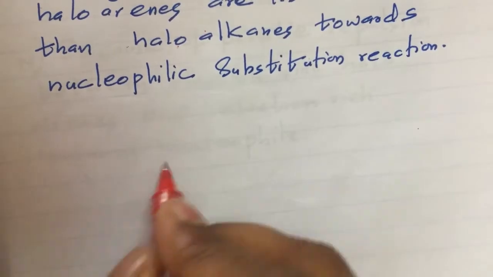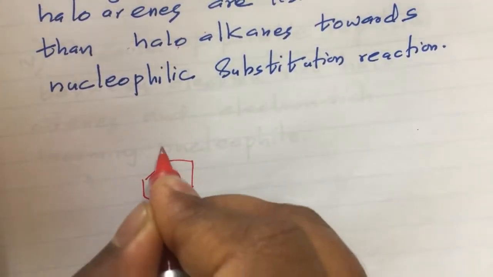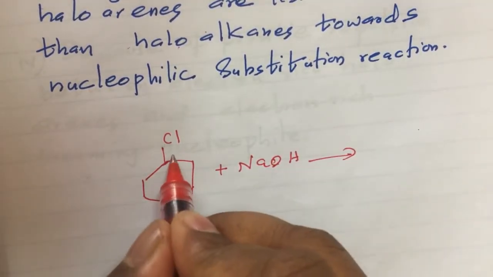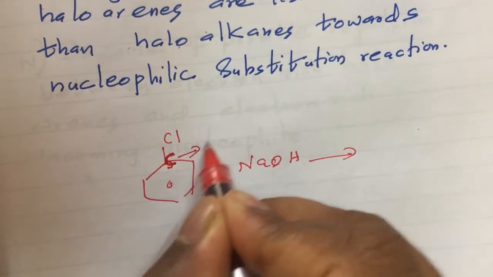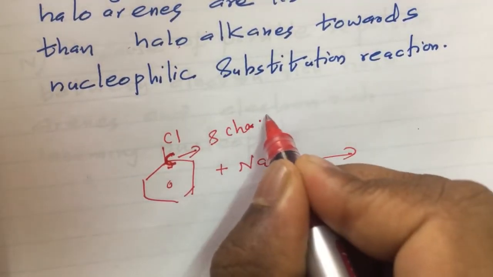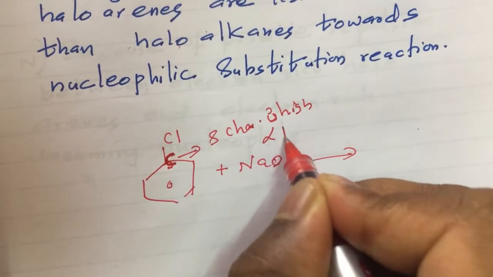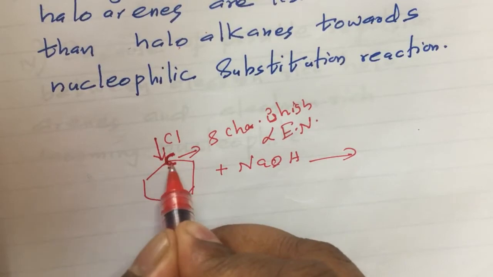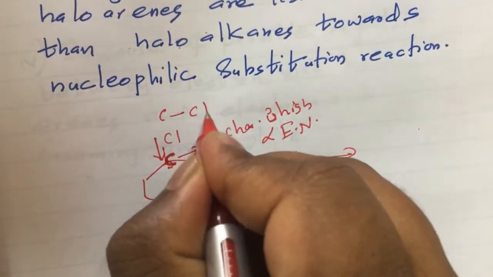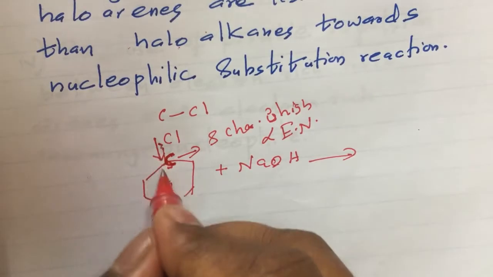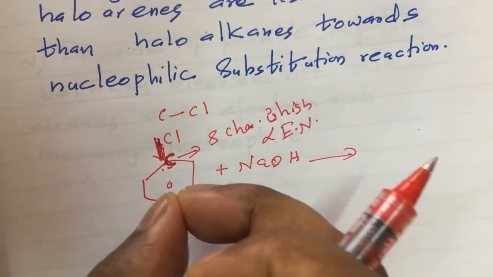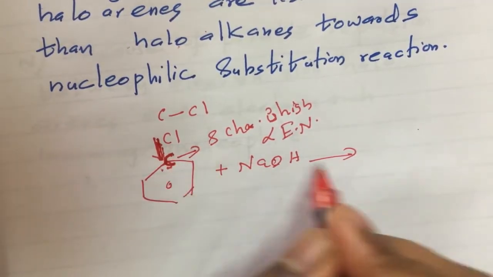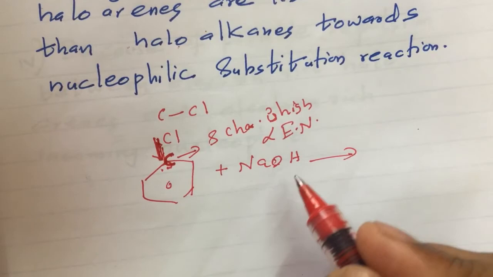So when you add NaOH into chlorobenzene, here carbon S character is high, so electronegativity also correspondingly will increase. Due to this reason, it attracts electron and C-Cl bond become short, and becomes strong and difficult to break. So nucleophilic substitution reaction will take place at slow rate.